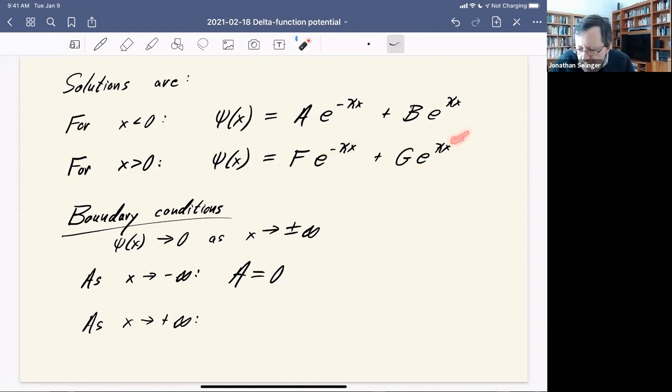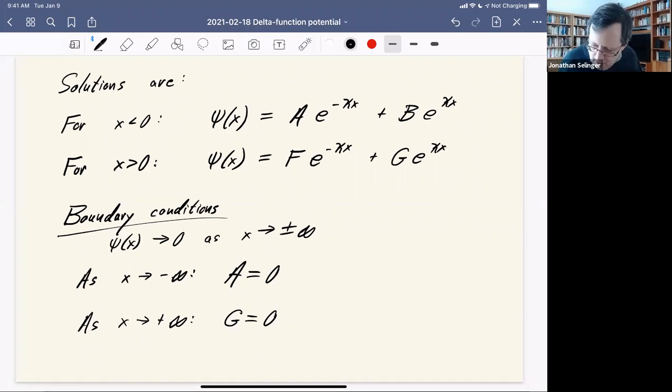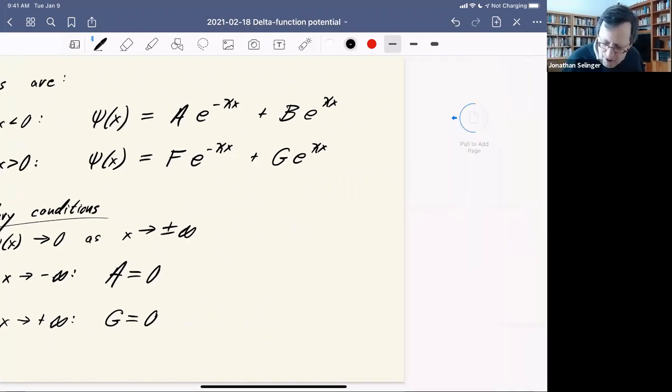But if we put x is positive infinity in here, we have the exponential of positive infinity. That goes to infinity, right? It's a huge number. That would certainly violate the boundary condition. So we better have g equals 0 so that we don't have that problem. Okay, so now we have partially simplified the problem, okay?